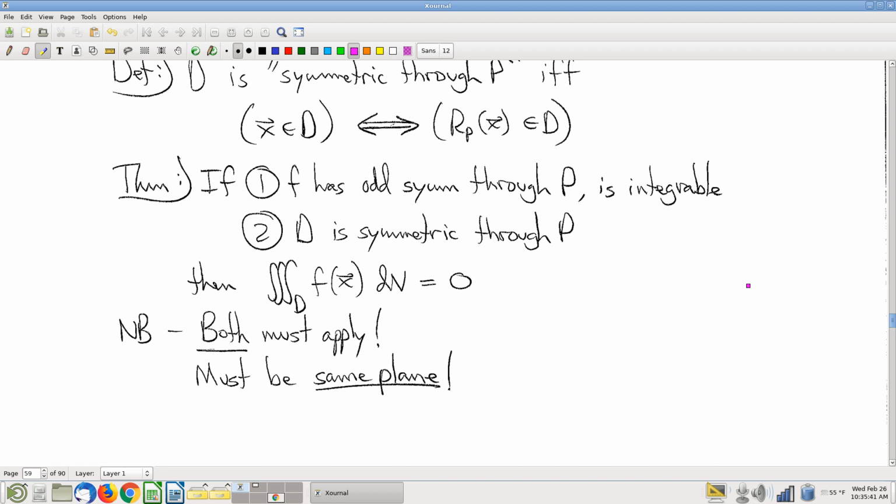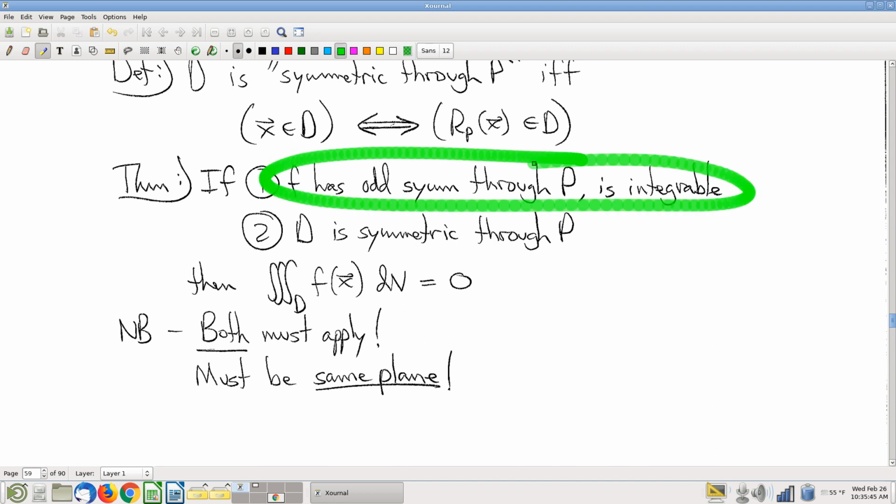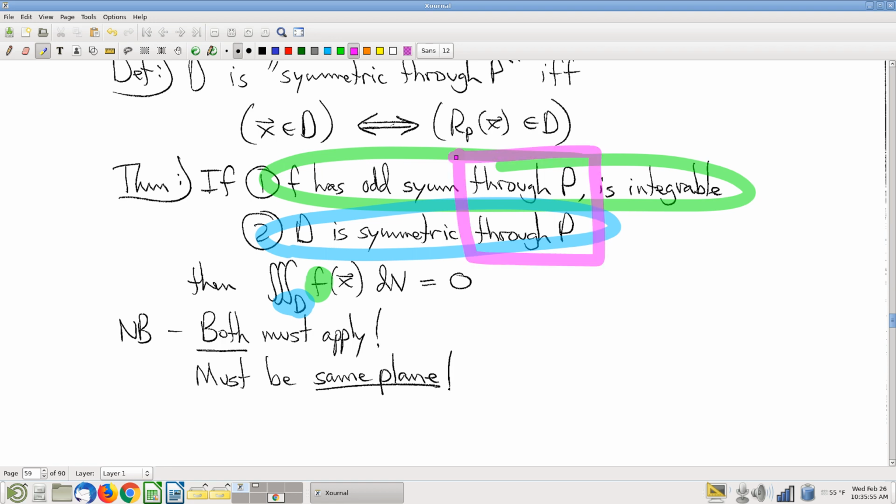If you're looking at an integral, and if the function has odd symmetry, and if the domain is symmetric through that same plane, I cannot emphasize enough, it's got to be the same plane, right? Then your triple integral is equal to 0.